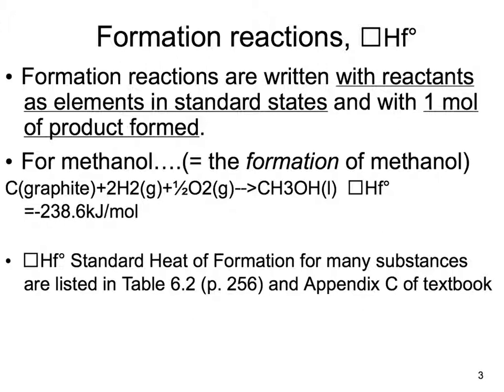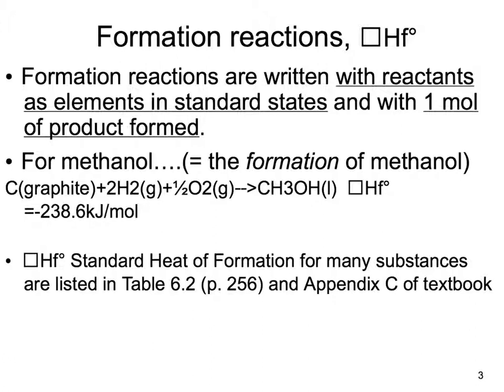As I stated before, when we're balancing regular equations, we don't use fractions. But when we're balancing thermochemical equations, being that we want to show 1 mole of the product that's being formed, it's okay to use fractions for the reactants. In this case, our delta HF would be equal to negative 238.6 kilojoules per mole.